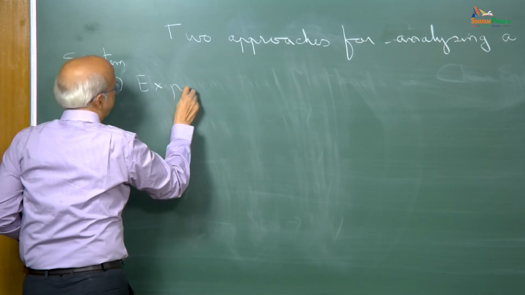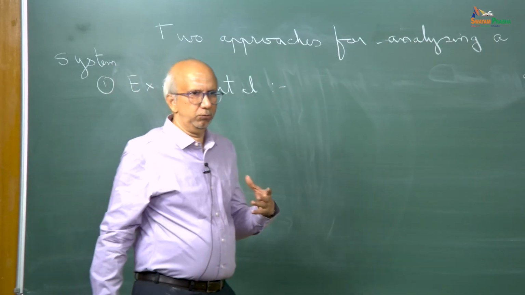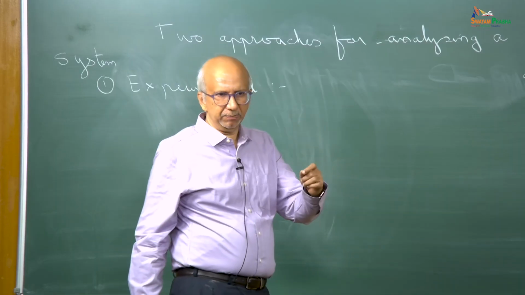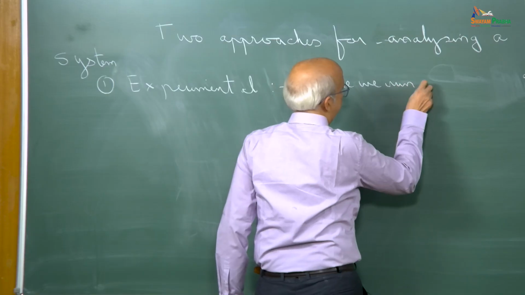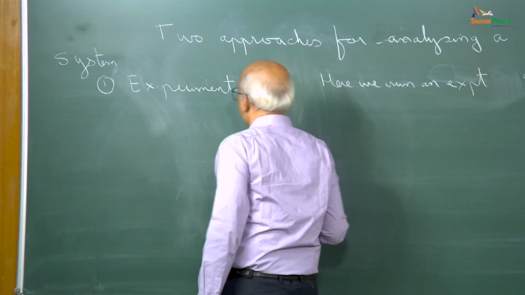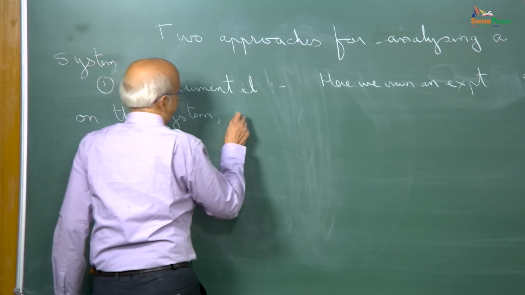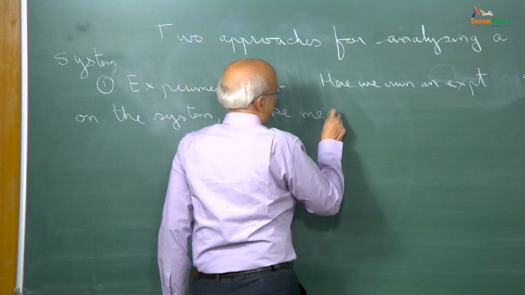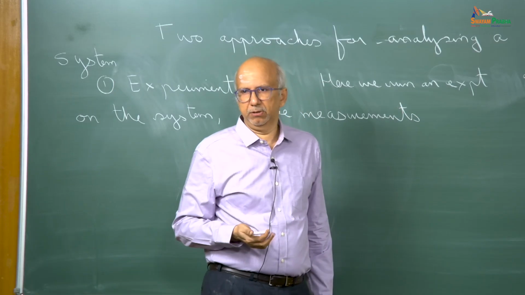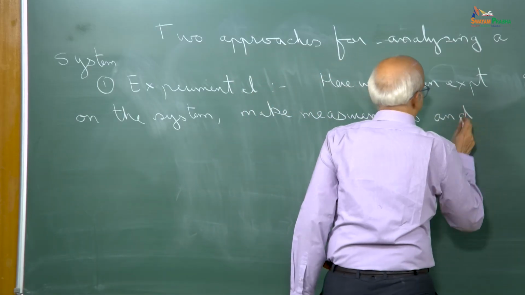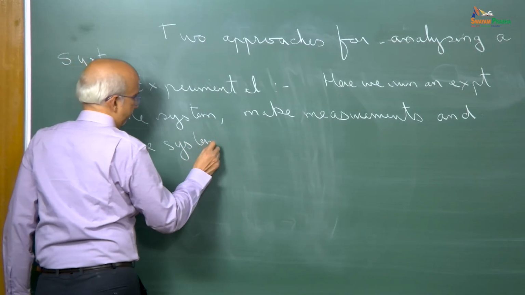One is the experimental approach, where you actually run the system and take measurements and try to understand the behavior, okay. Here we run an experiment on the system, make measurements. For example, if it's temperature, you will put some thermocouple and make measurements, okay, and determine the system behavior.